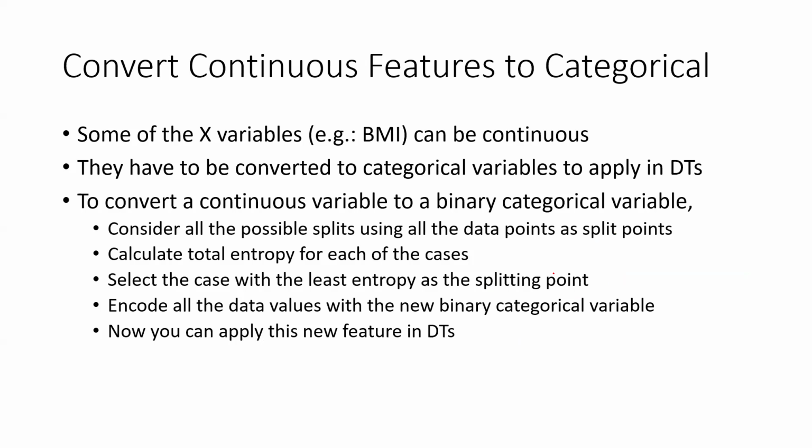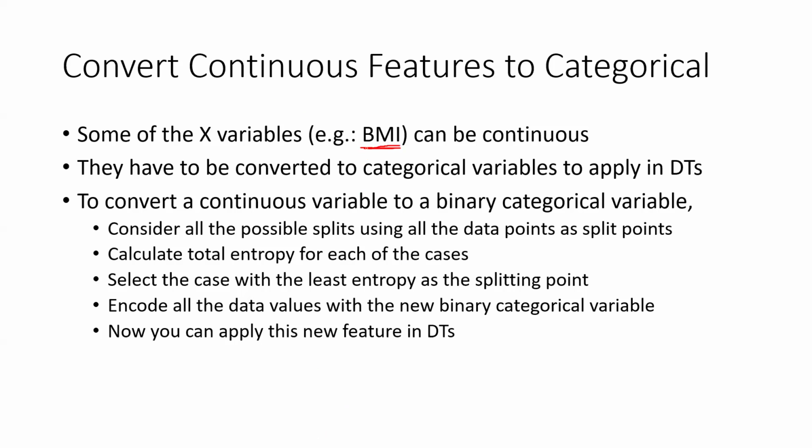Before that, let's see what we have to do when the x variables are continuous. Even in this current example, we have used age, which is a continuous variable, right? The BMI, body mass index, is also a continuous variable. So how did we convert this continuous variable BMI into a categorical variable, which is BMI greater than 80, right? How did we do that?